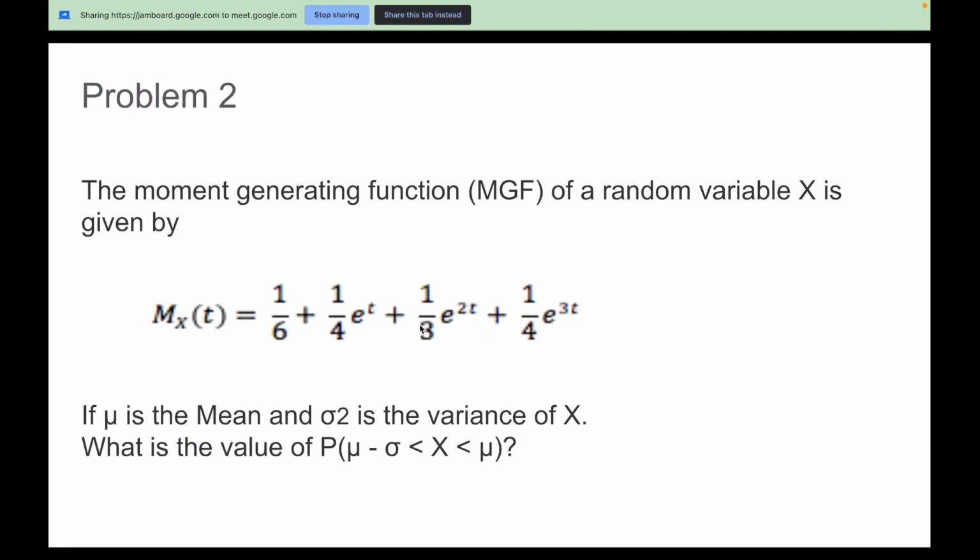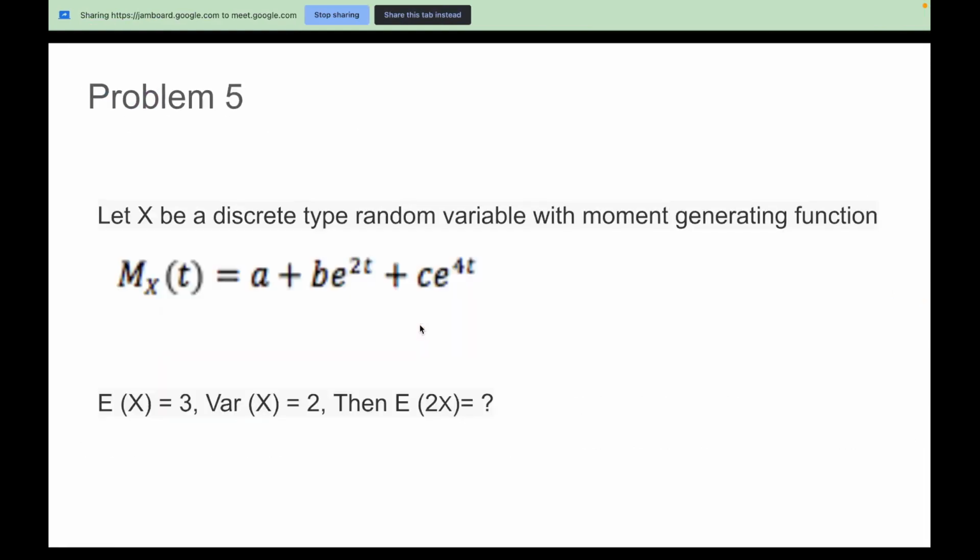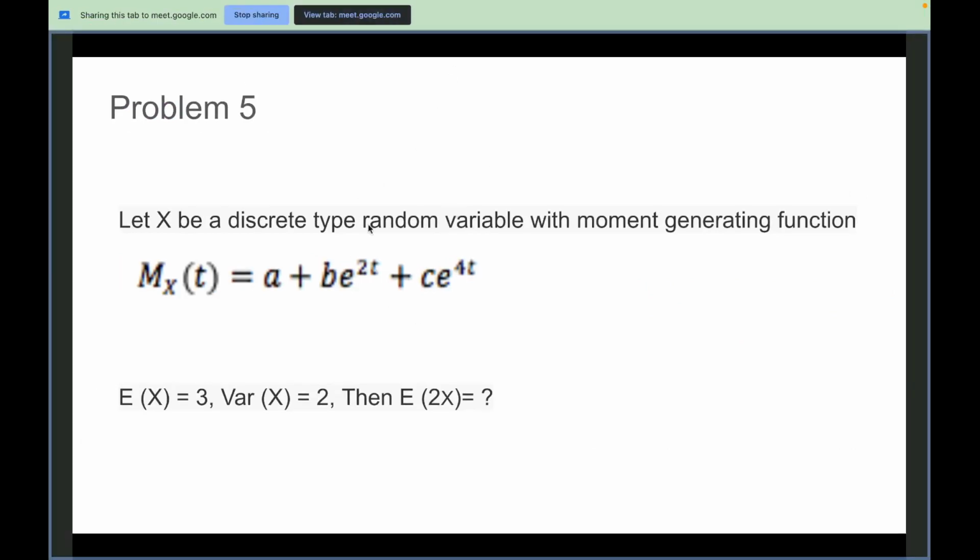This is another example for the moment generating function. First, try to find the distribution of the random variable x from this moment generating function.